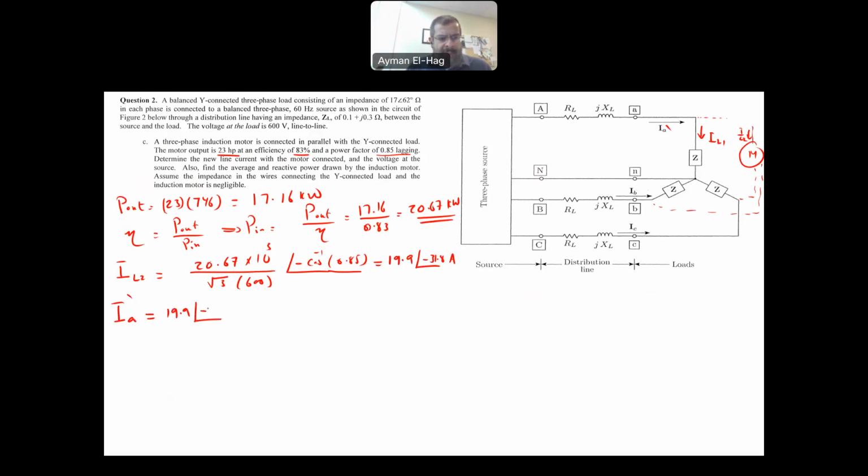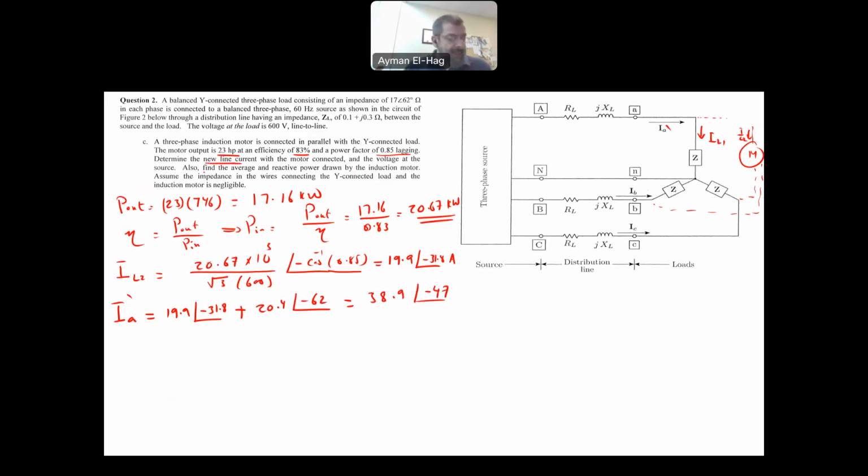19.9 angle of minus 31.8 plus the current that is consumed by the load, which is the 20.4 angle of minus 62, and this will give me a total current equal to 38.9 angle of minus 47. So that is basically the new line current that is for the new system.